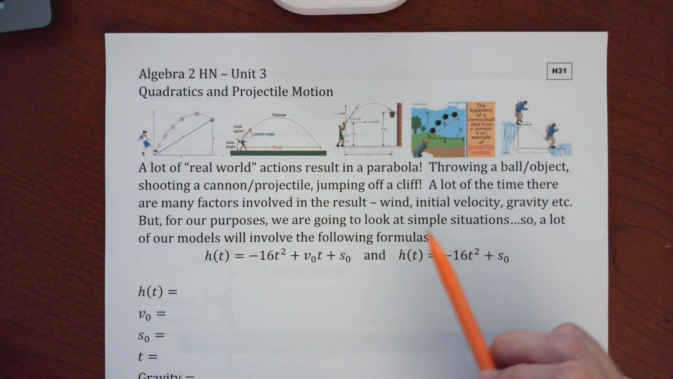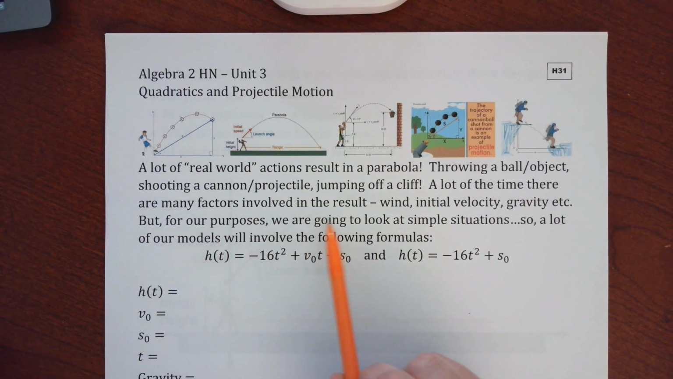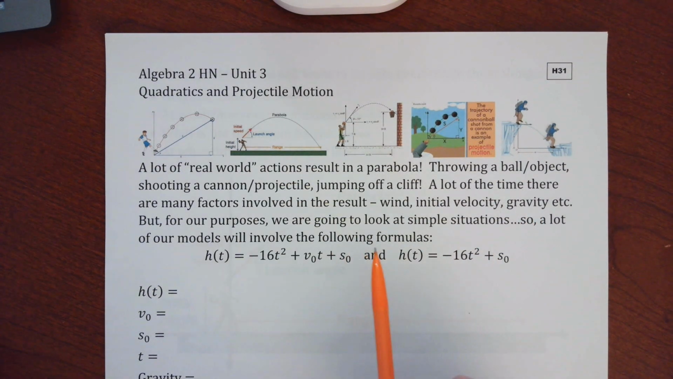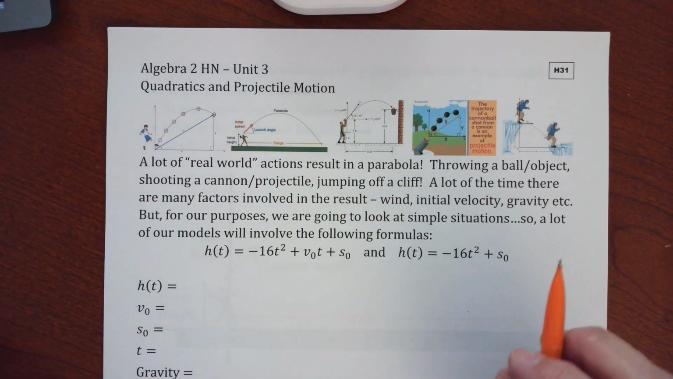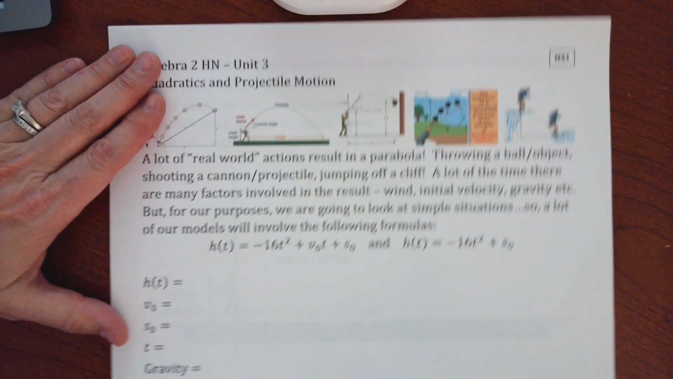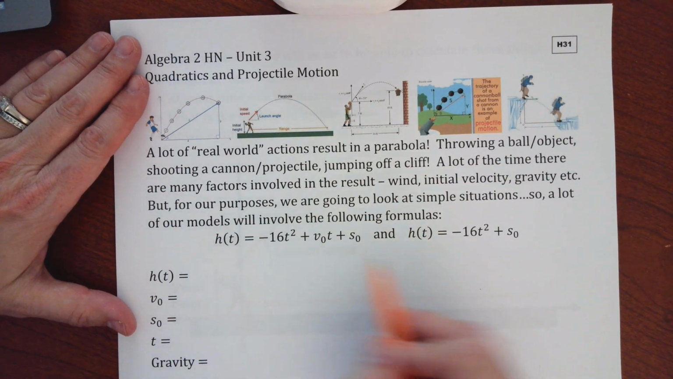All right, and so a lot of times there are many factors involved, like wind or your initial velocity or gravity and things like that. For our purposes, we're just going to be looking at simple situations. So we're not going to have wind or something like that. So it's not physics problems that we're doing here, but we're just kind of ignoring some things. All right. So when we look at these problems, we have two basic situations.